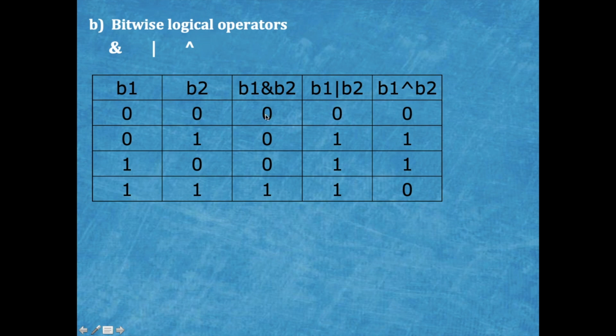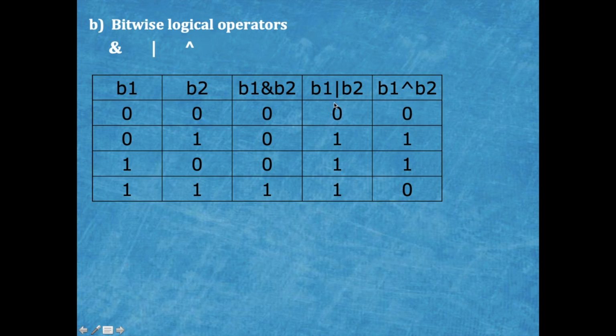0 and 0 will give you 0. 0 and 1 will give you 0. 1 and 0 will give you 0. 1 and 1 will give you 1. So what this means is that bitwise logical AND will give you a 1 if both the operands are 1.